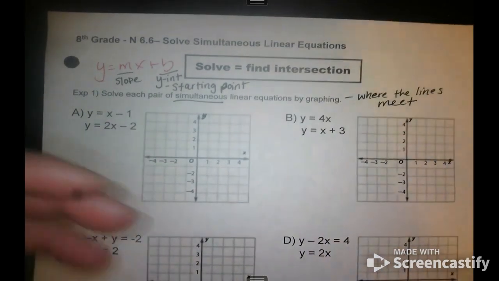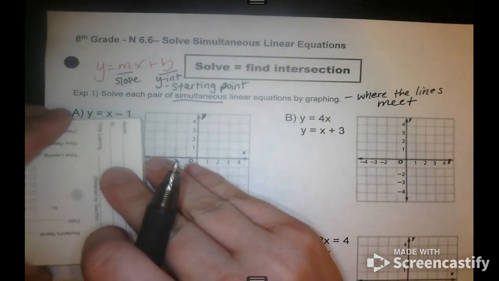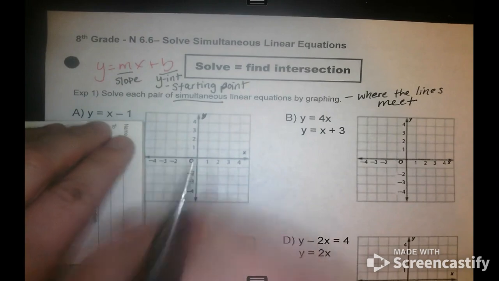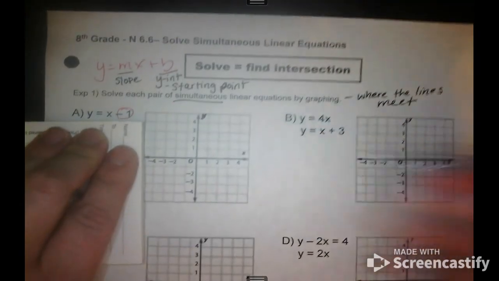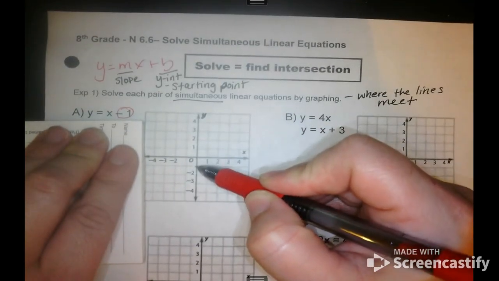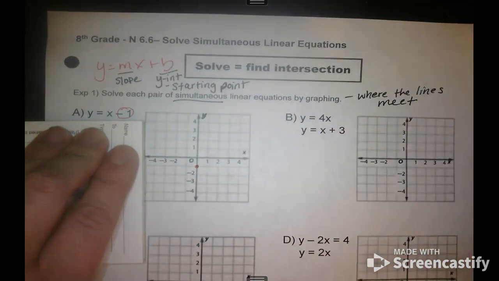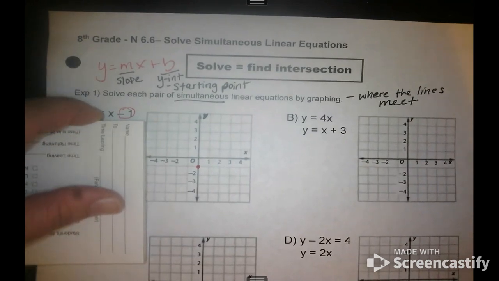Okay, so completely ignoring that second equation, I just have y equals x minus 1. What is my starting point? Where would I start my graph? 0, -1. Okay, that's my starting point. So at -1, I go down 1. There's where I start my line.